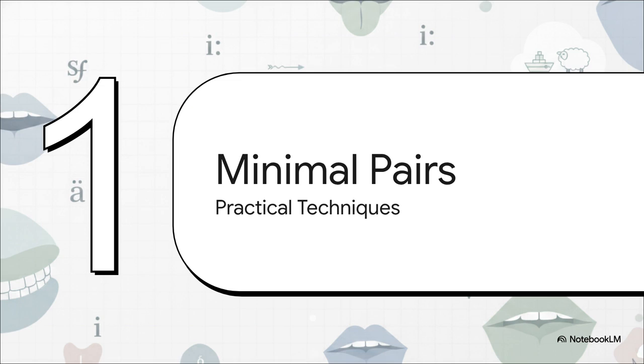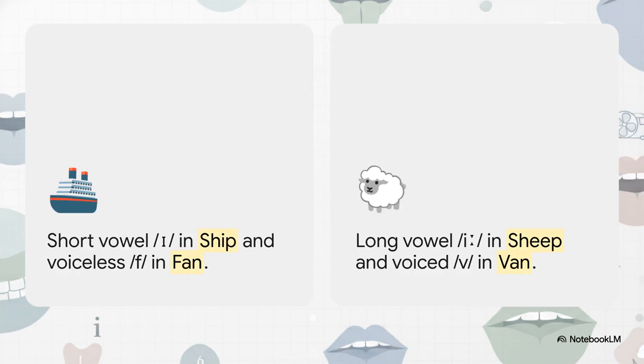Section 3. Minimal pairs and articulation. Practical micro-techniques. So how do we actually teach this? Well, let's look at some super practical techniques you can use right in the classroom. One of my absolute favorites is using minimal pairs. These are two words that differ by only one single sound. But, and this is crucial, they have completely different meanings.